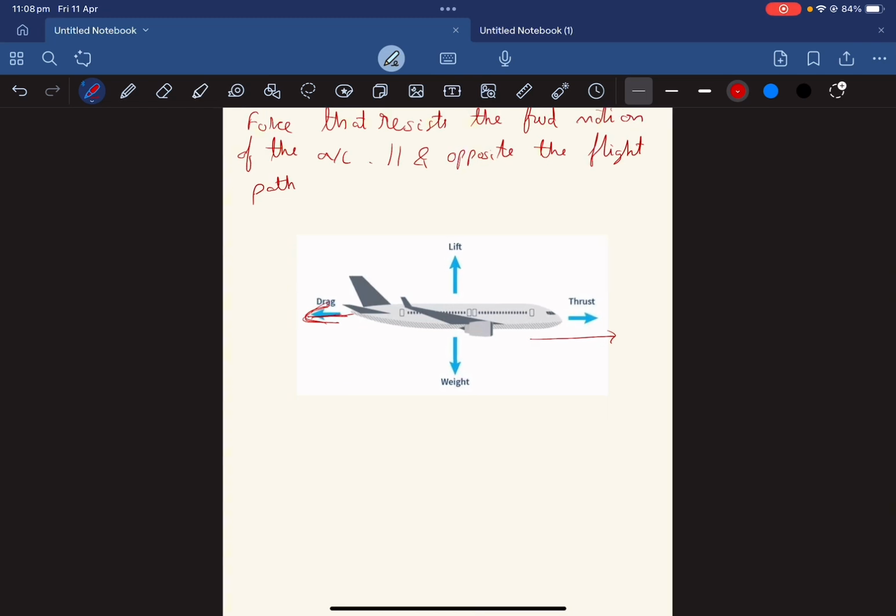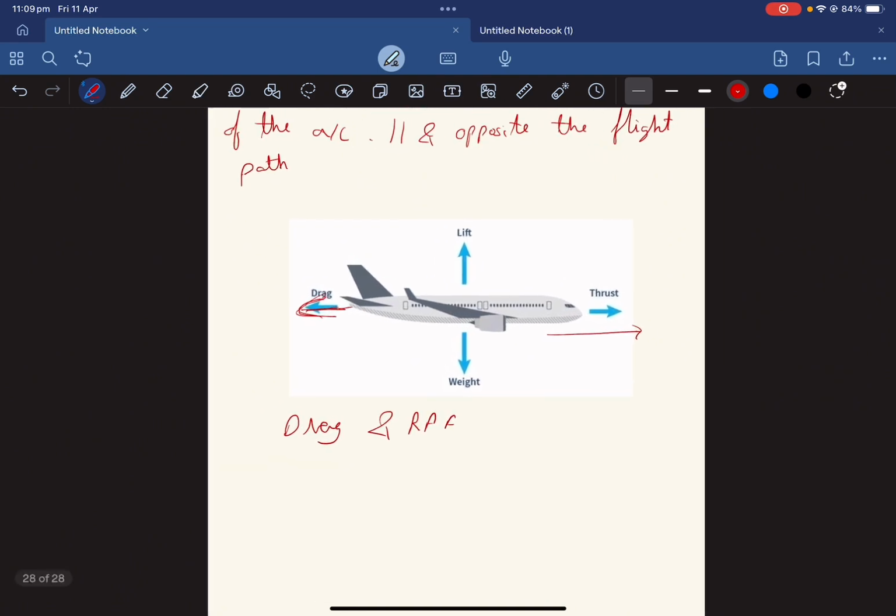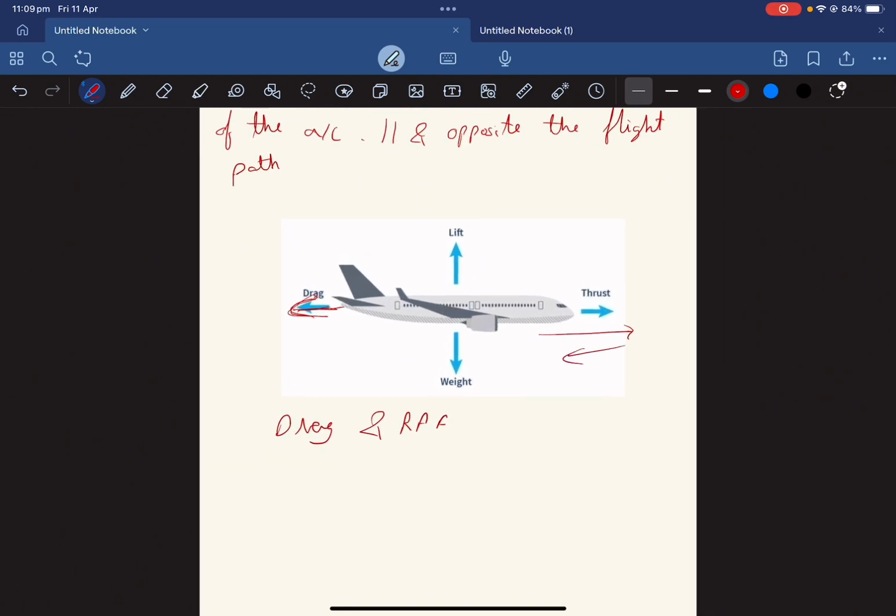What if I ask you what is the relation between drag and relative airflow? I hope you remember. Relative airflow is always opposite to the flight path. So in this case, drag and relative airflow are parallel and in the same direction.